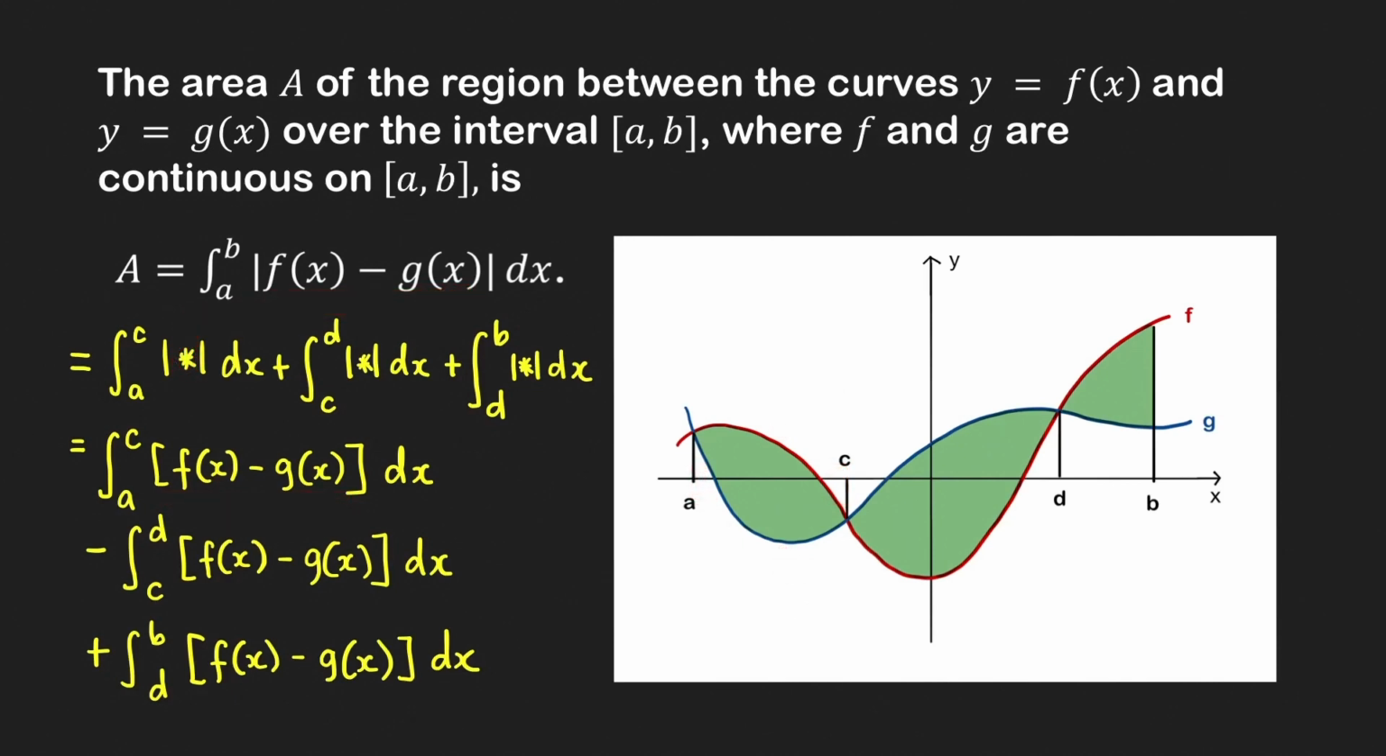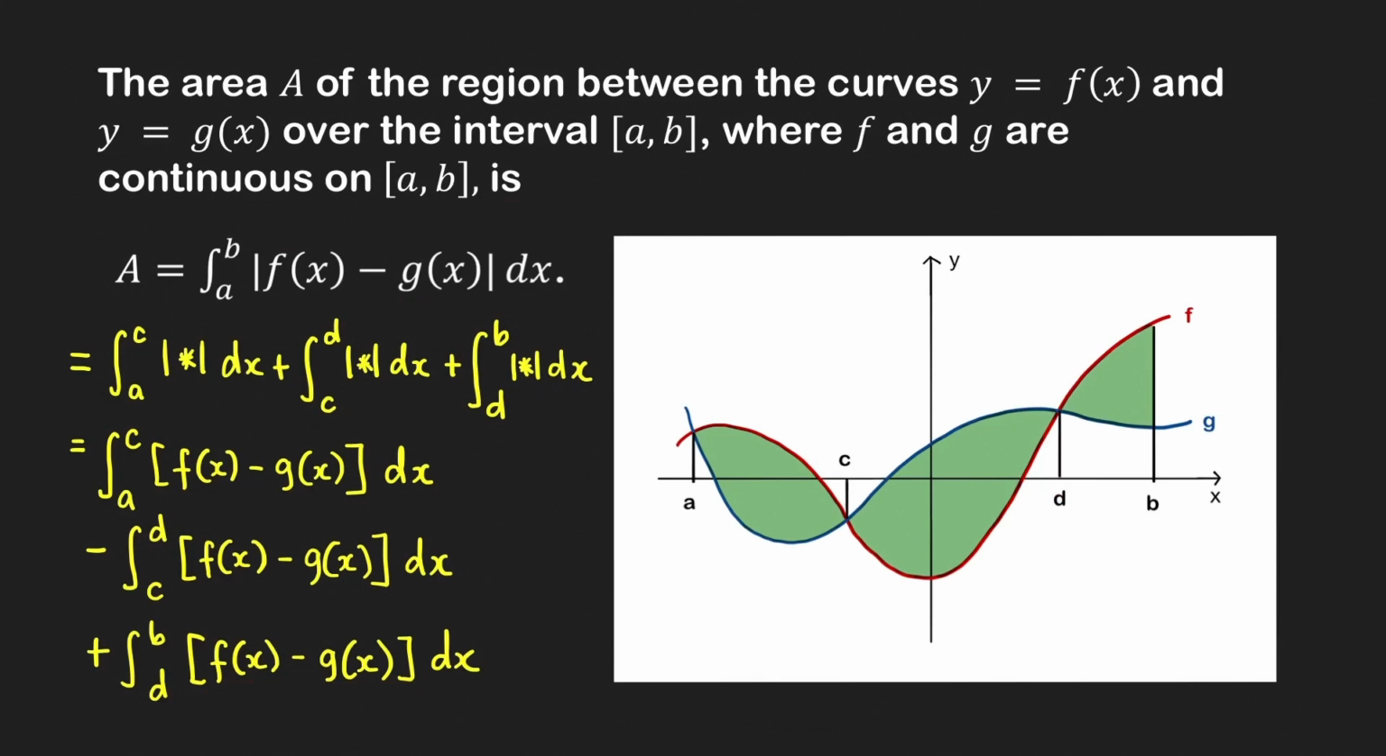But if we now consider this closed interval CD, then g is higher than f. So f of x minus g of x is less than or equal to 0. And the absolute value of a number that is less than or equal to 0 is the negative of itself. So it's the negative of this difference, f of x minus g of x. And lastly, if we look at this integral here, we're integrating from d to b. Again, f is higher than g, so f of x minus g of x is greater than or equal to 0. So again, we can replace this absolute value by just f of x minus g of x.